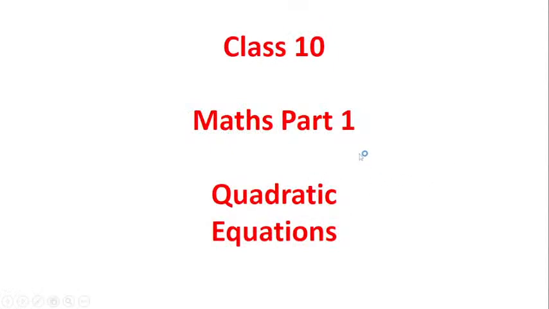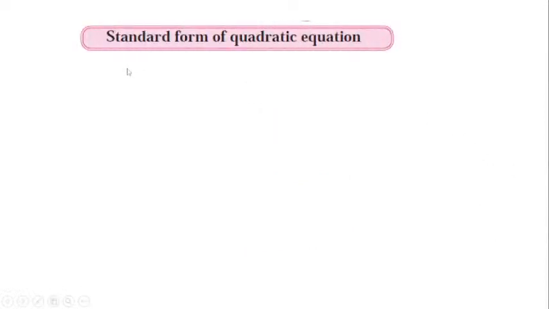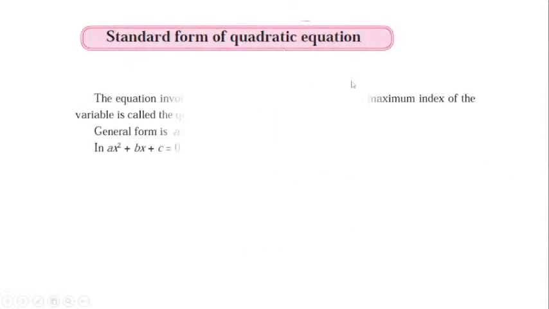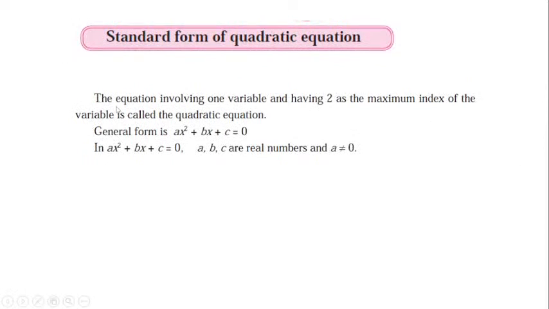So first of all, we'll start with the definition of a quadratic equation. The standard form, or the general form, of a quadratic equation is ax square plus bx plus c equal to 0, where a, b and c are any real numbers, so they may be rational or irrational. The only condition is that a must not be equal to 0.